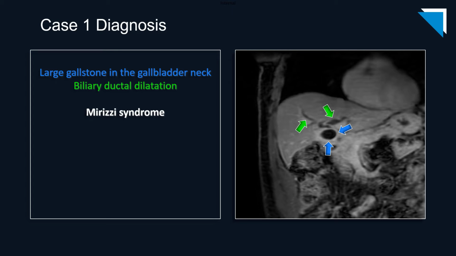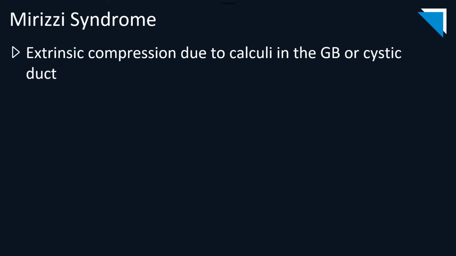So this is a case of Mirizzi syndrome. Mirizzi syndrome is relatively uncommon. We see it in approximately 1 in every 1,000 patients with gallstones. And it's caused by extrinsic compression of the biliary tree, usually the common hepatic or common bile duct, due to gallstones in the gallbladder or cystic duct.